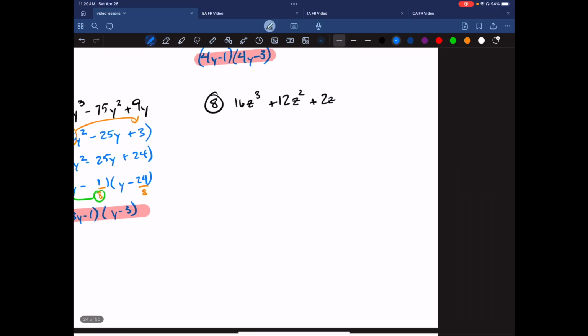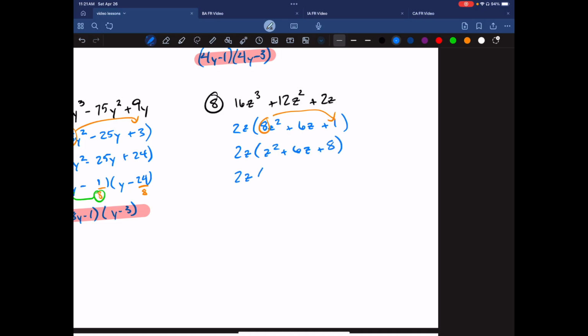All right, number 8. Once again, I got 16, 12, and 2. Also, I see a z in these terms, so let me try that. I'll take out a 2z. That's going to be 8z squared plus 6z plus 1. Remember, going back to 6.1, when it talks about GCF, if the GCF is one of my terms, I replace that term with a positive 1. Okay, so I'll take that 8 and take it to the back. So it's going to be 2z squared plus 6z plus 8.